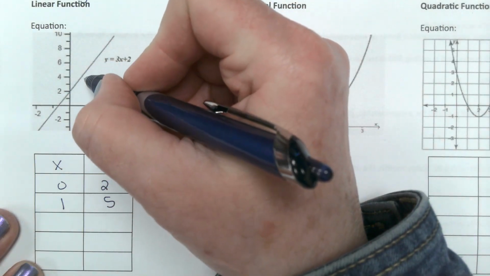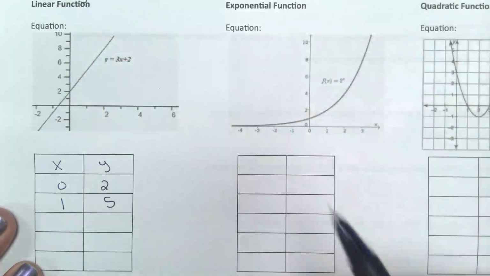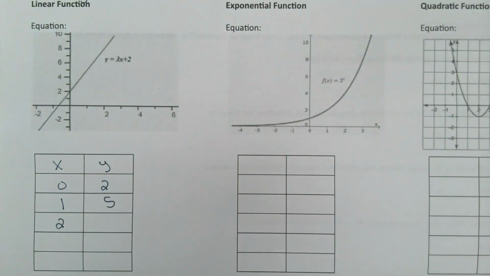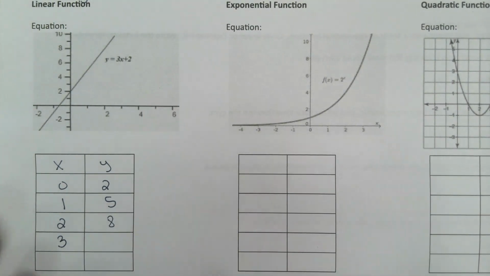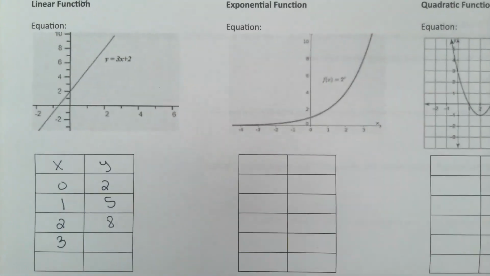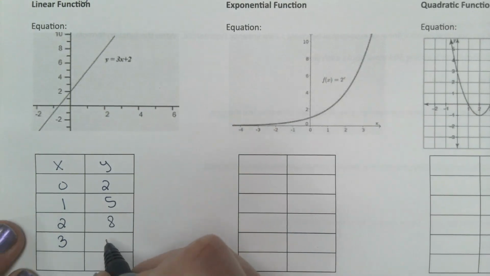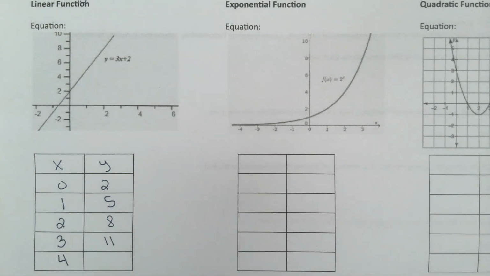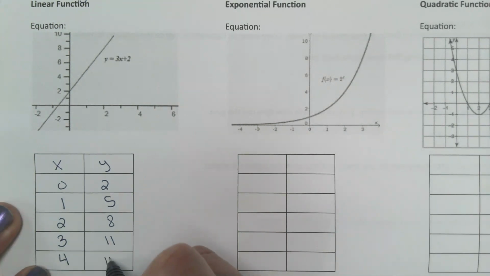On some of them, you might be able to follow your graph up. When x is 2, what is your y value? 8. When x is 3, what is your y value? Should have 11. And finally, when x is 4, what is your y value? 14, good.